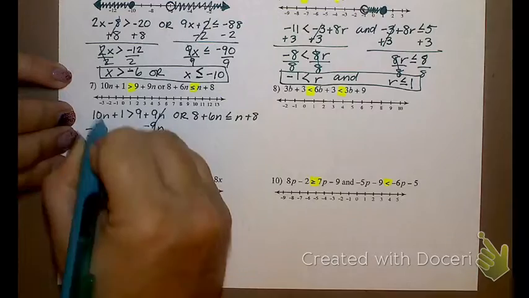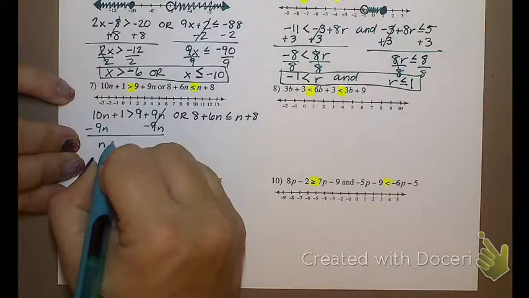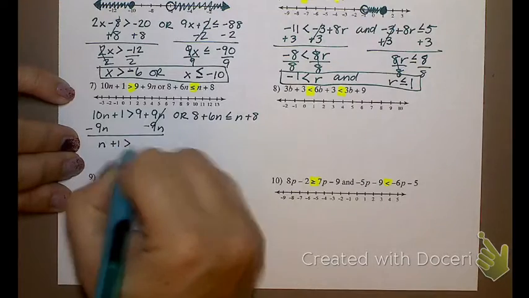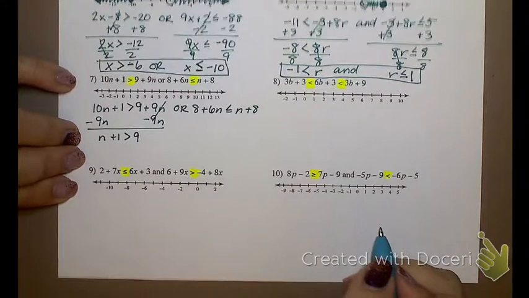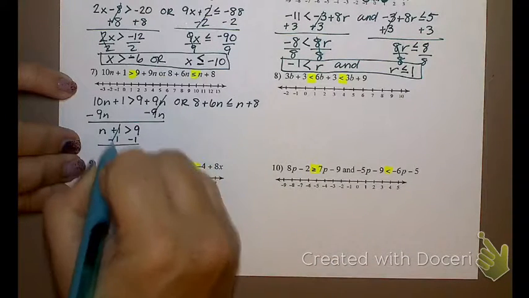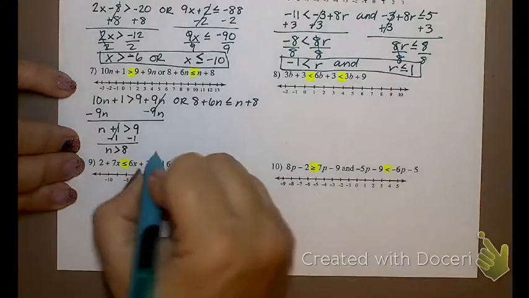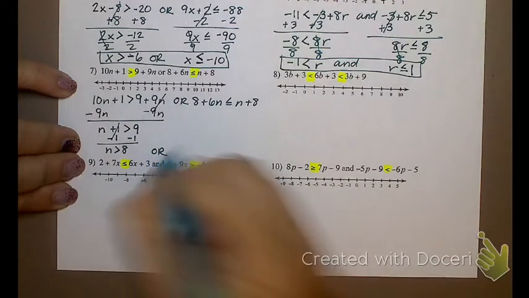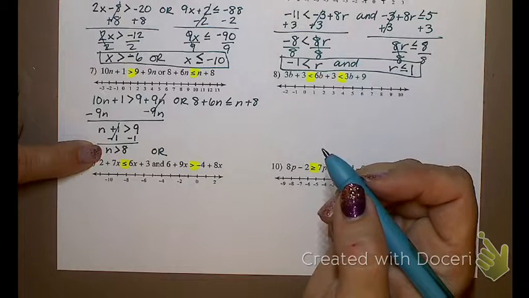So that gives me 10n minus 9n is n. Plus 1 is greater than what? 9. Now what would I do? Subtract 1. n is greater than 8. Or, let's see what we get on this side. Actually, before I go there, open or closed circle on 8?